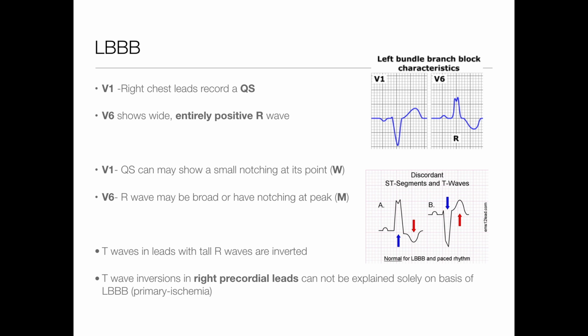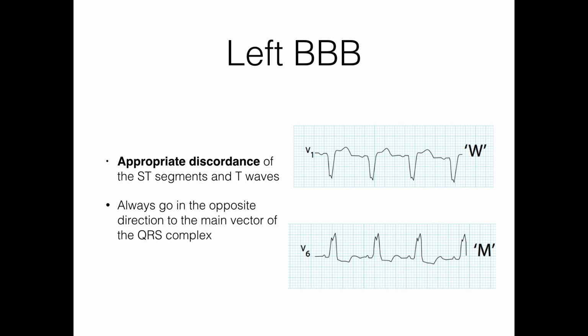So again, with a left bundle branch block, what we typically see is just a QS wave in V1 and a totally positive R wave that sometimes has a little notch in it in V6. And again, appropriate discordance. This is when we expect to see some ST elevation with a deep S wave and ST depression with a tall R wave. So this too, left bundle branch block, is a cause for ST elevation.